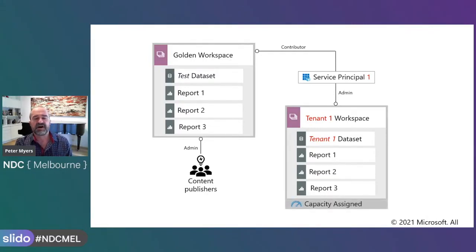And then you will assign it to a capacity, which is a licensing concept I'll talk about shortly. Now, what this means is every time you onboard a new tenant, you're just going to run your script that will then copy the golden workspace into a tenant dedicated workspace. And then it will have its specific identifiers that your embedding app will use to connect.